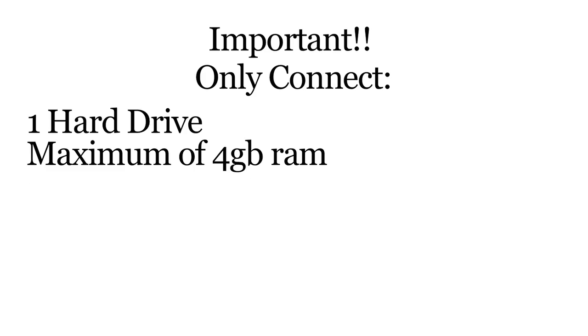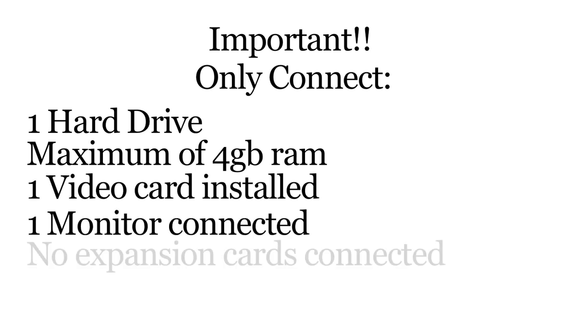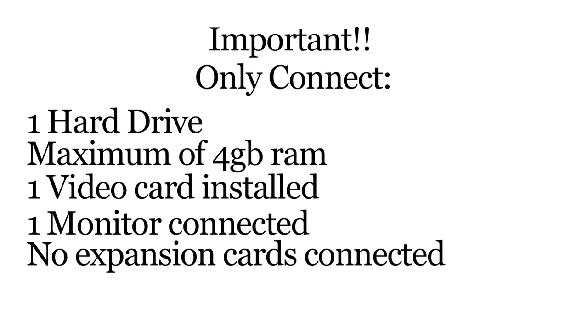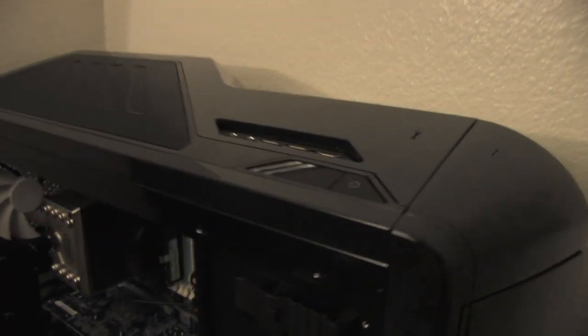Now this is important. When you're building your computer, you need to only connect one hard drive, only have a maximum of 4GB RAM installed, you can install the rest later, only have one video card installed, only have one monitor connected, don't have any other expansion cards installed yet because they may not be compatible. Do not connect any USB devices except for mouse and keyboard. You'll want to double, triple, and quadruple check all of your connections inside of your tower. Now comes the moment of truth. Turn it on.